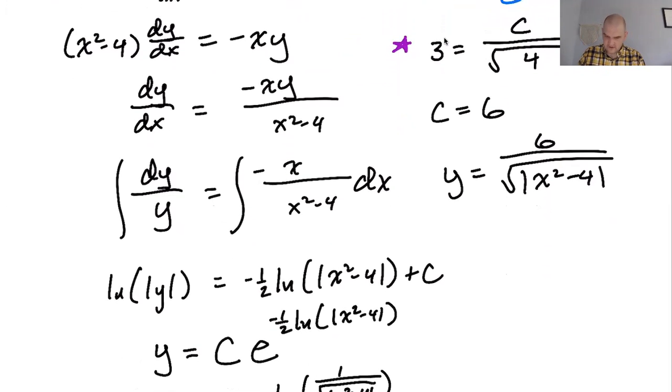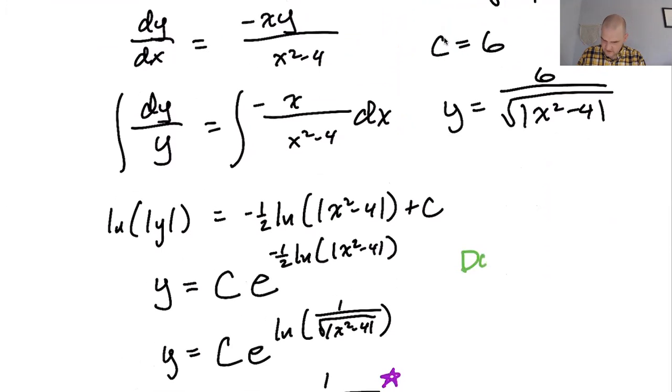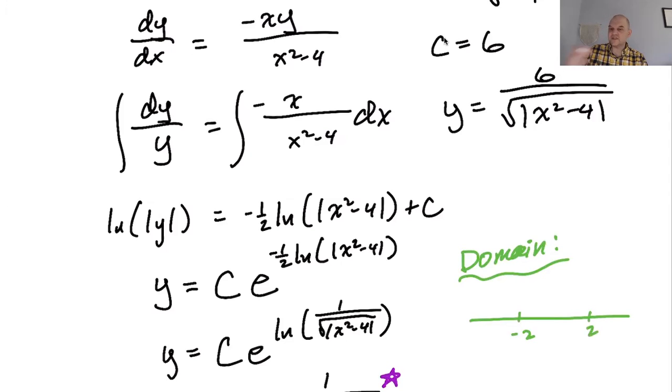So I'll do it in a different color. So domain. You can't be 2 or negative 2. Negative 2 and 2. But since it's the absolute value of x squared minus 4, it's positive everywhere. So everything except negative 2 and 2 is in the domain.